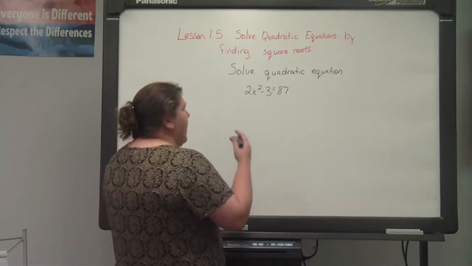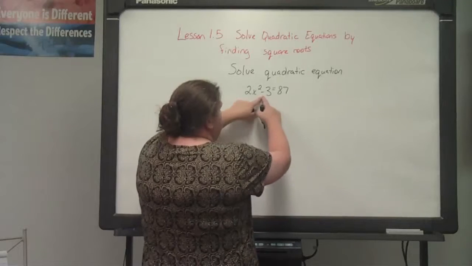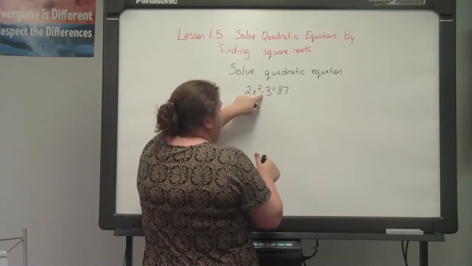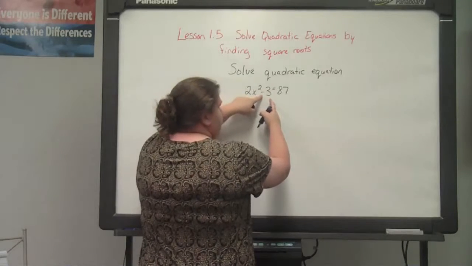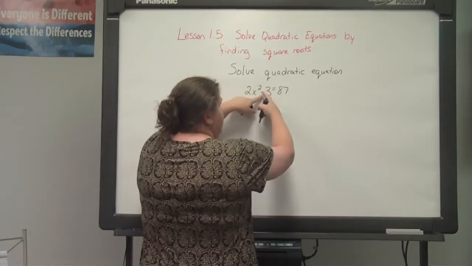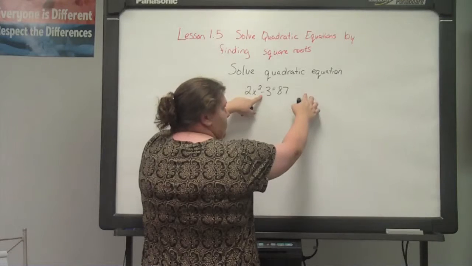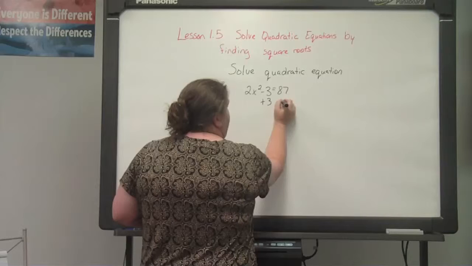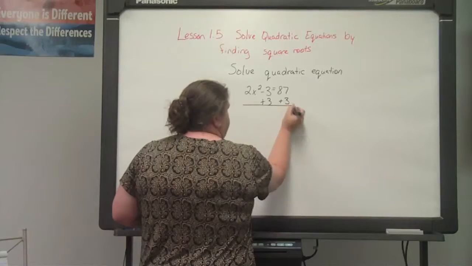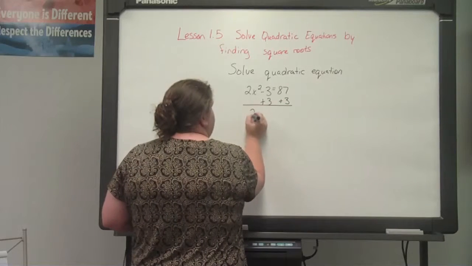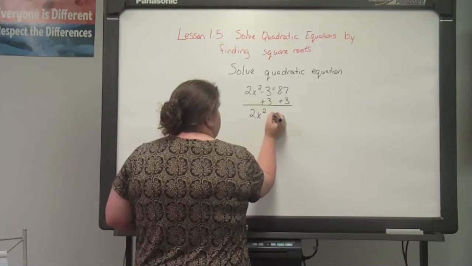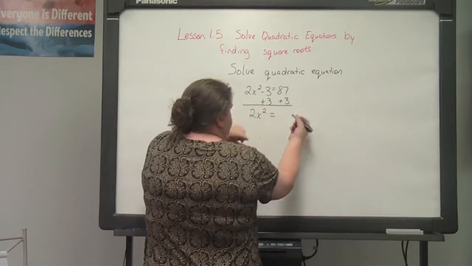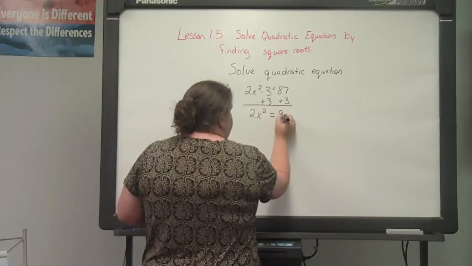So the first thing I'm going to do is move my 3. Right now it's a negative 3. So in order to move it to the other side of the equal sign, we have to add 3. So I'm going to add 3. Now I have 2x squared equals 87 plus 3, which is 90.